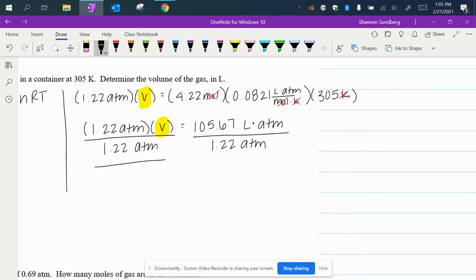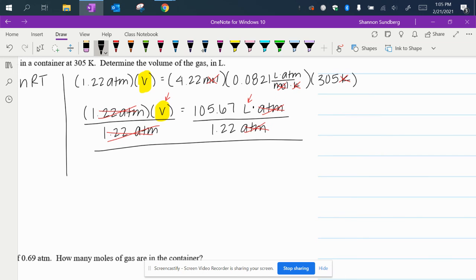And when you do that, 1.22 atmospheres cancels on the left. You lose those atmosphere units on the right, and that's a way to check yourself before you wreck yourself. Why is that? Well, you're ending in liters and you want to solve for volume, and that makes sense. I'm going to pull down my V here, and then 105.67 divided by 1.22 is equal to 86.62 liters.